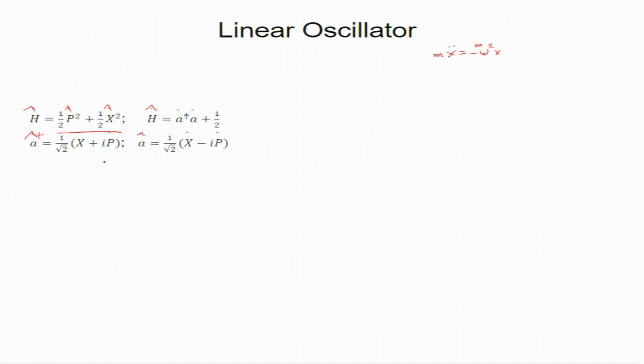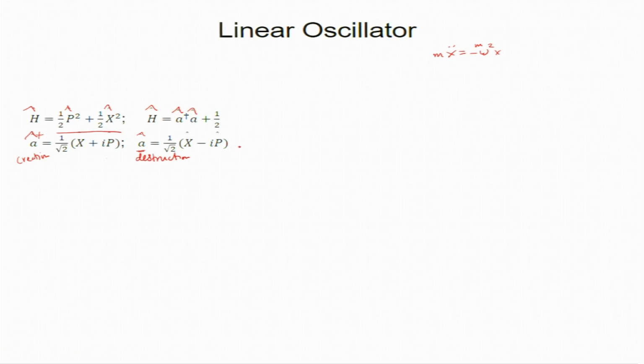So, a dagger is x plus i p, and a is a destruction operator, and its meaning becomes clear in field theory. Right now it is not clear, but we will come to that, this creation. I am not 100% sure about the sign, but let us go ahead with that. So, Hamiltonian is a dagger a plus half.